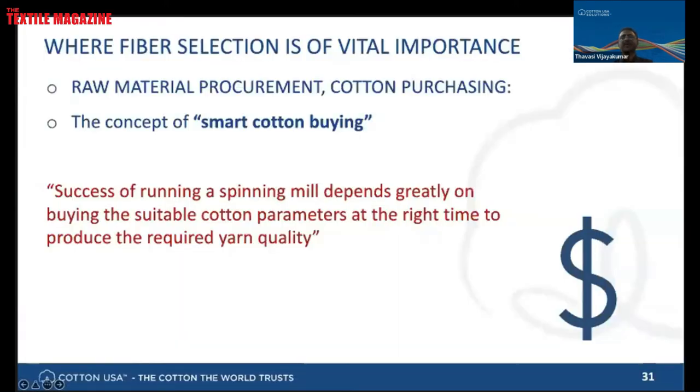So cotton buying is the most critical activity in any spinning mill. Different mills have different approaches. So actually it has to be smart buying. You should consider technological requirements, cost, and the market trends also. Cotton parameters decide more than 70% of yarn quality.